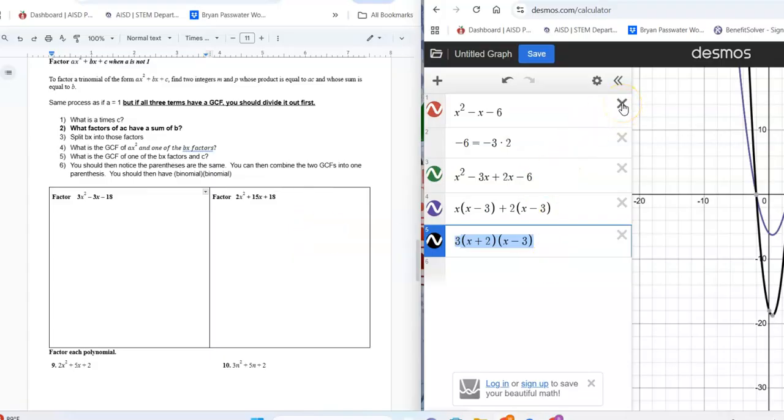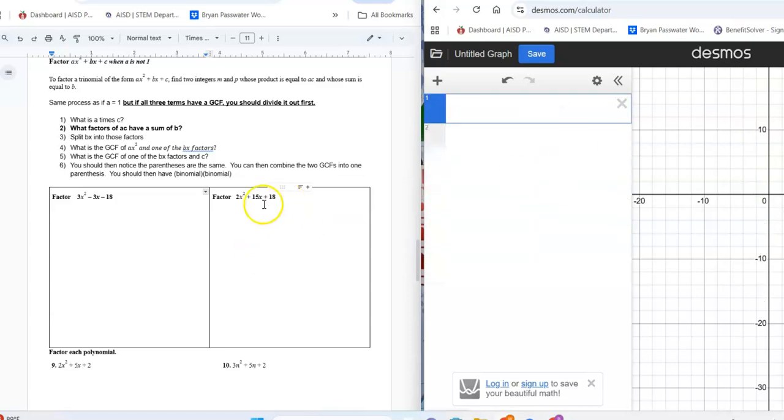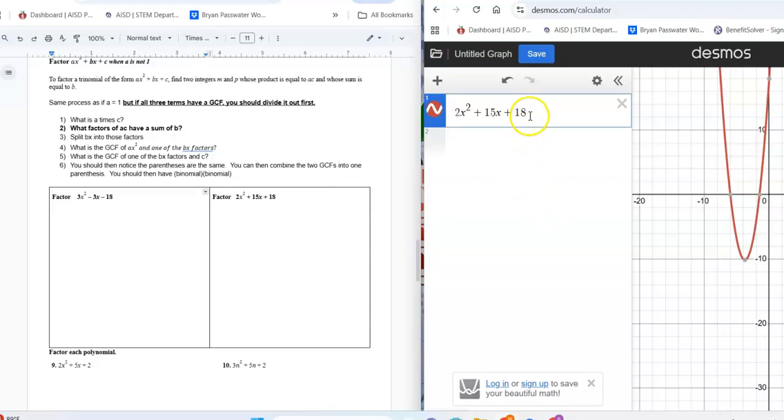Okay, now let's do one where you can't divide anything out. Like 2x squared plus 15x plus 18. So I'm going to rewrite that. 2, 15, and 18 have no common factors. So what we're going to have to do is everything, but here's the deal. I know you're probably used to finding the factors of the last number over and over again. We don't want the factors of 18. We want the factors of 36. Now, where does the 36 come from? The rule is, what are the factors of AC with the sum of B?